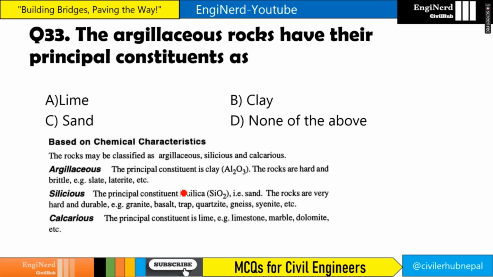The argillaceous rocks have their principal constituent as clay, right? Based on the chemical characteristics, the classification of rocks can be done as argillaceous, siliceous, and calcareous. The principal constituent for argillaceous is clay, Al2O3, right? Examples are slate, laterite, and kaolin as well. Kaolin is also argillaceous.